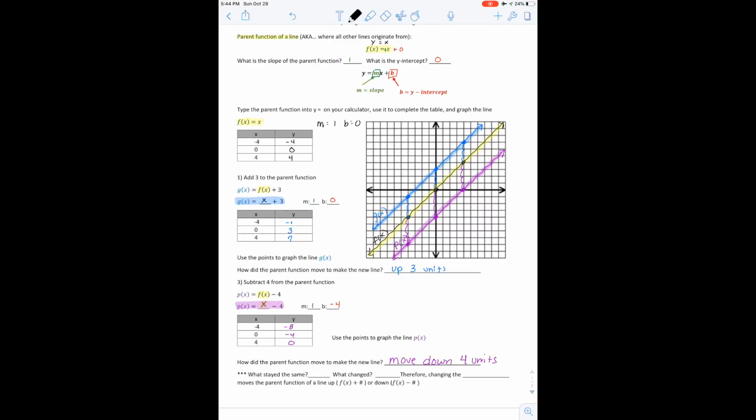So every time the slope, which is our M, stayed the same, and what changed every time, all that we changed in all of these equations, was the y-intercept, or our B value. So therefore, changing the blank moves the parent function of a line up or down. That's going to be our y-intercept. When we change the y-intercept, it's going to move our line either up or down. So if it is plus a number, that's going to move it up. If it is minus a number, that's going to move it down. All right, so if you start with your parent function f of x and we add to it, that's going to move it up.